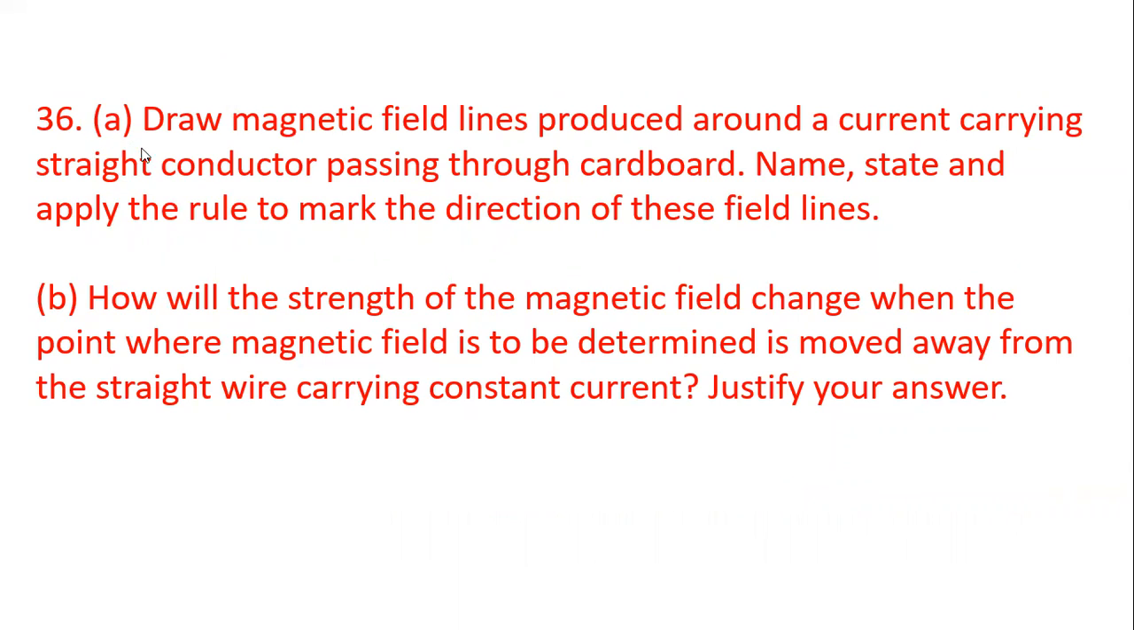36. Under this A, draw magnetic field lines produced around a current carrying straight conductor passing through cardboard. Name, state, and apply the rule to mark the direction of these field lines. Yes, we have to draw the magnetic field lines. You have a diagram, you can take it directly from the reader, no? Through the cardboard, the alignment of magnetic fields is given properly.